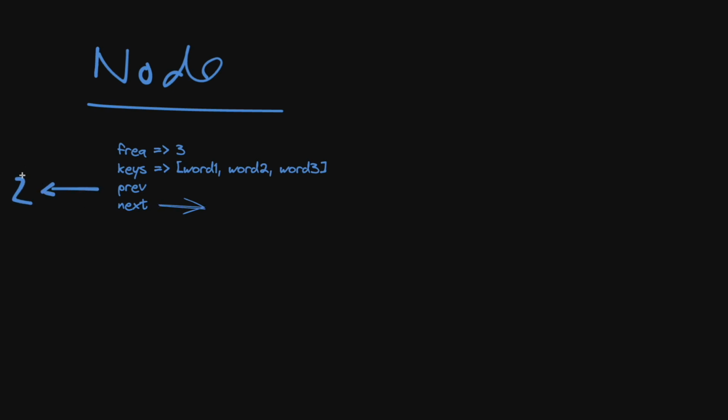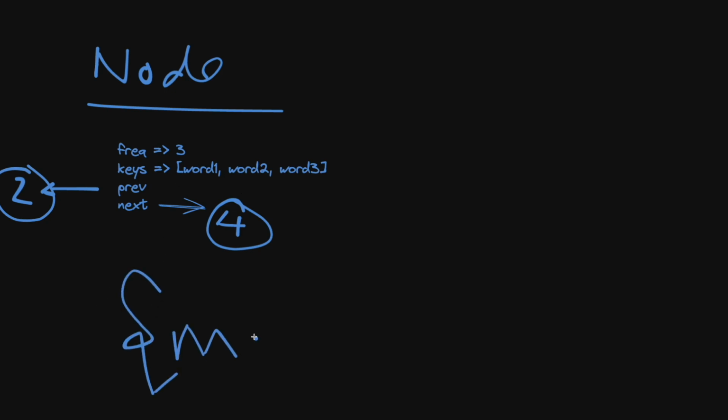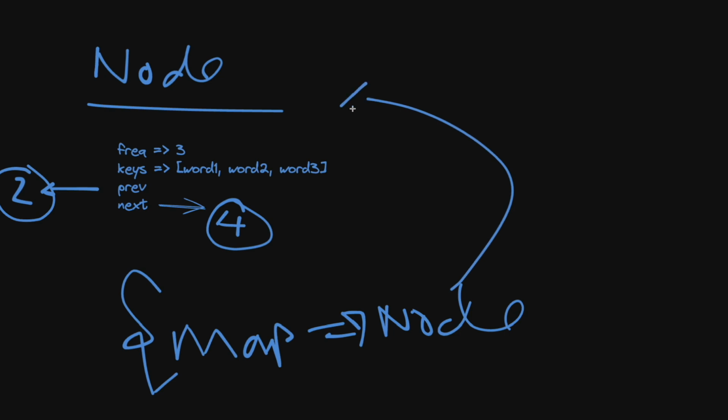So this would be pointing to the node whose frequency is 3, and this would be the node whose frequency is 4. So this handles the case of actually storing all of the keys for a different frequency, but we still need to know how to actually find them. So we'll have a separate dictionary, which is going to map each word to the node that it currently exists in, right? So this node here is one of these nodes.